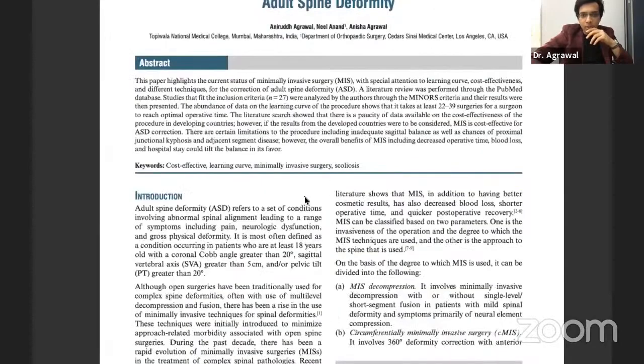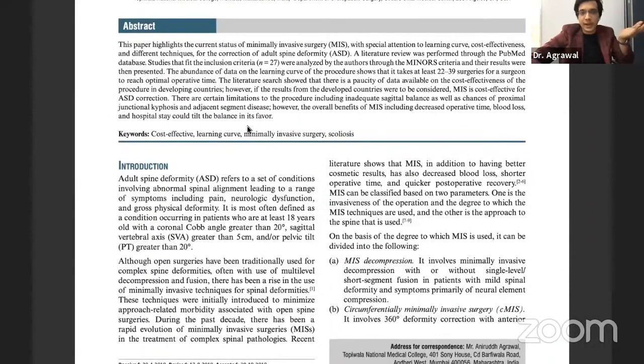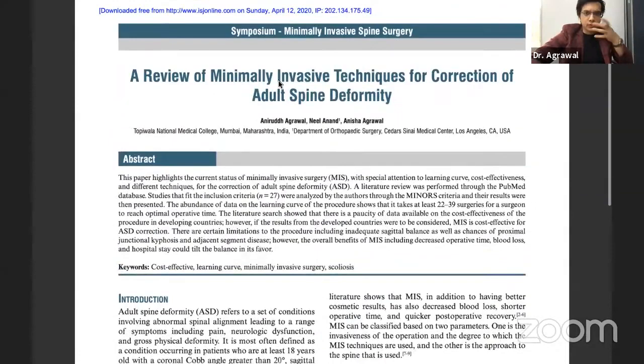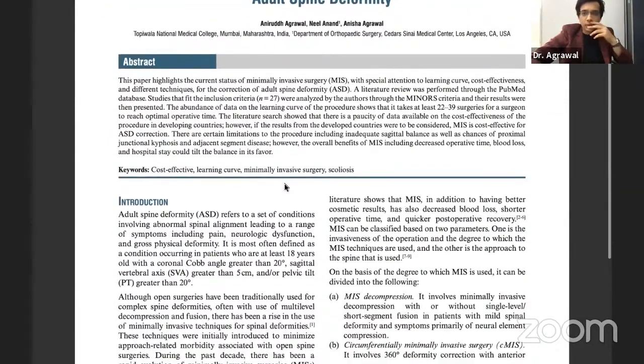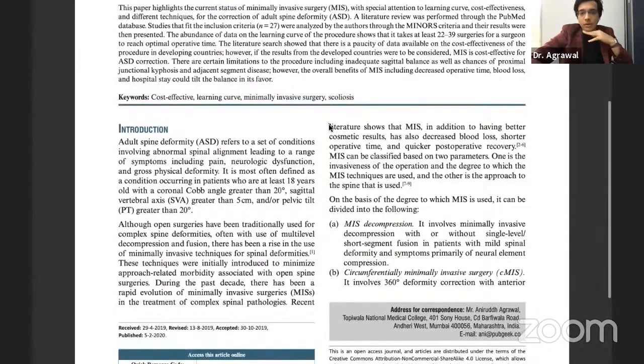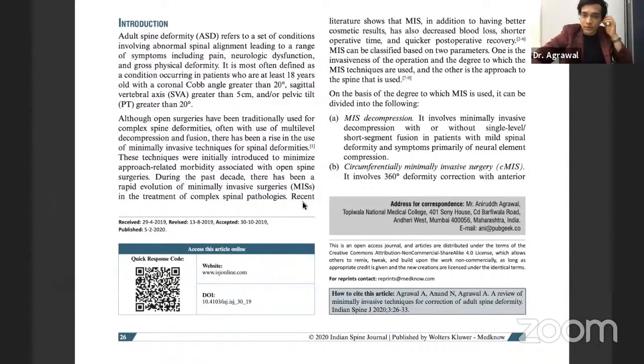So for those of you guys who like to see a systematic review, we had done one on minimally invasive spine in the Indian Spine Journal, where we essentially highlighted the current status of minimally invasive surgery. So I was working with Dr. Neil Anand, who is an orthopedic surgeon in LA, and he asked me to help him write this paper because he was too busy with other projects.